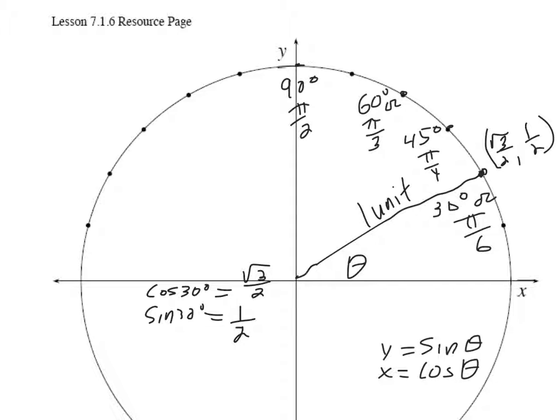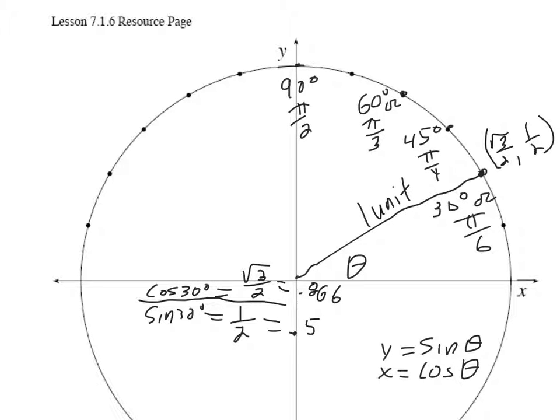Now you can verify that on your calculator by typing in the cosine of 30 degrees. It's going to give you the equivalent of the square root of 3 over 2, which is 0.866. And if you type in the sine of 30 degrees, it's going to give you the equivalent of 0.5. So just take a minute, make sure your calculator is in degree mode, and type those in. And after you have verified that, then come back to this video lesson.